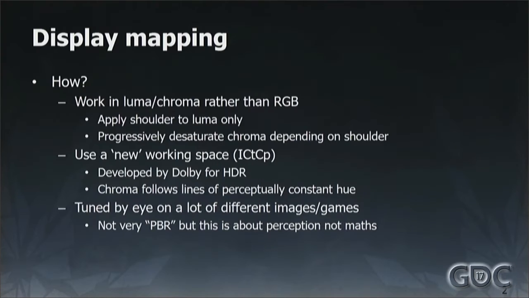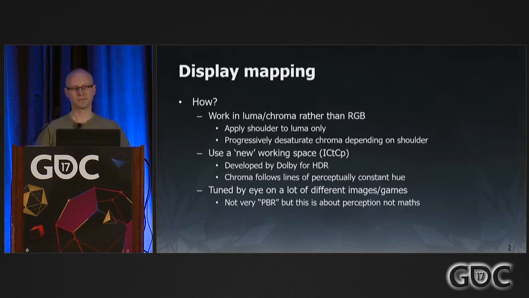And how do we do this? So rather than working in 1D and applying that same curve to red, green, and blue, we split it to work in chroma luma. And we apply the shoulder only to the top end of the luma. We then progressively desaturate chroma depending on the shoulder. It's not at the same rate. And we're using a relatively new working space for this, ICtCp, and this was developed by Dolby for the high dynamic range TVs. And it's got one particularly nice property, which is that the chroma part follows lines of perceptually constant hue. And that essentially means that as you scale chroma in and out from the center, it does not change hue. It only changes saturation. And that's a really nice property for this particular algorithm.